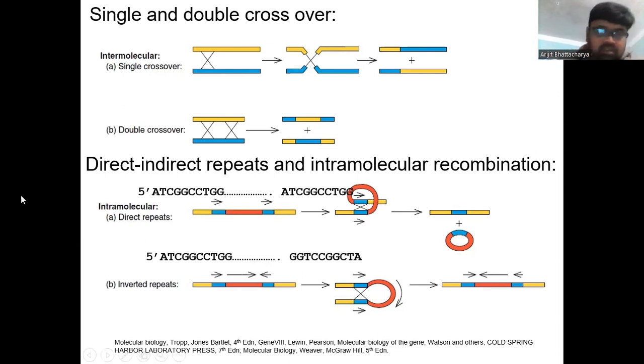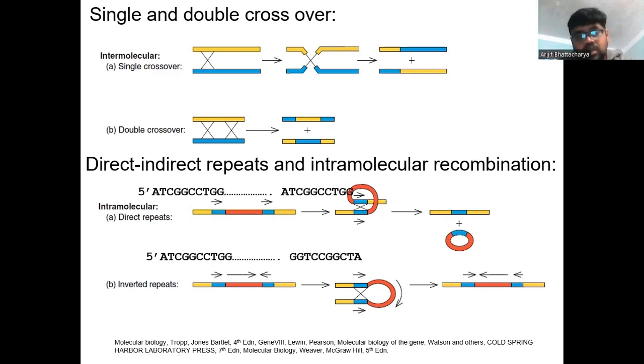So if you consider this as the 5' end, and if this sequence looks like ATCGG, so on and so forth, and after a certain distance there is another sequence which is absolutely similar, ATCG, then this will be called a direct repeat of the first sequence. So these two are direct repeats.